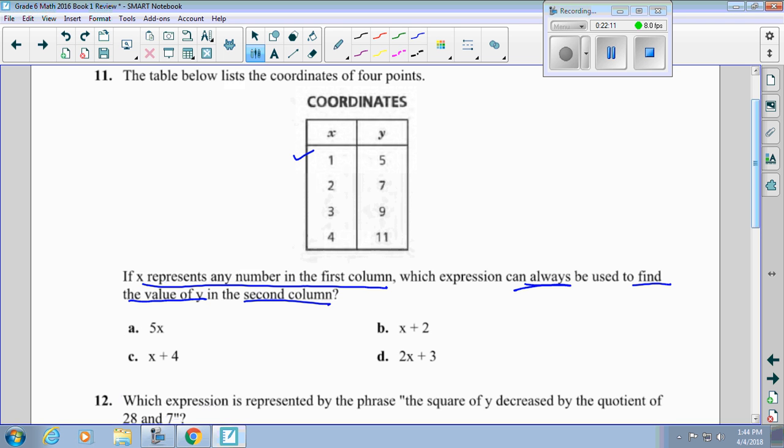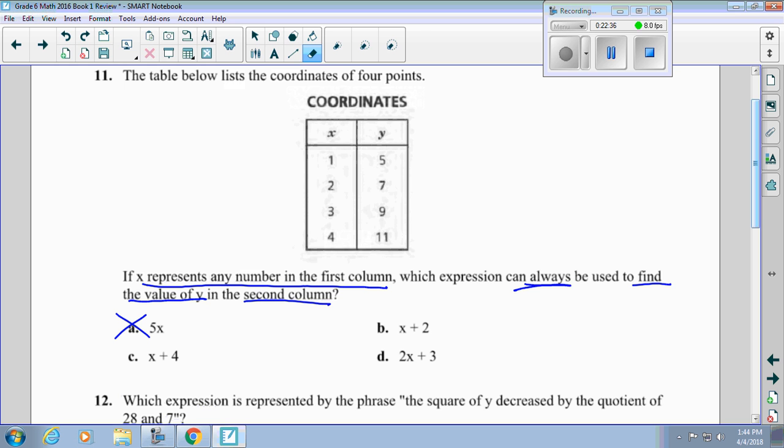Let's look at if we try it with this group. 5 times 2. 5 times 2 is 10, not 7. So that all of a sudden does not work. All right? So A does not work. Let's look at B. So if we take our x value, let's say 1 in this case. 1 plus 2, that means my y value should be 3 right here. Well, it's 5. So that isn't going to work.